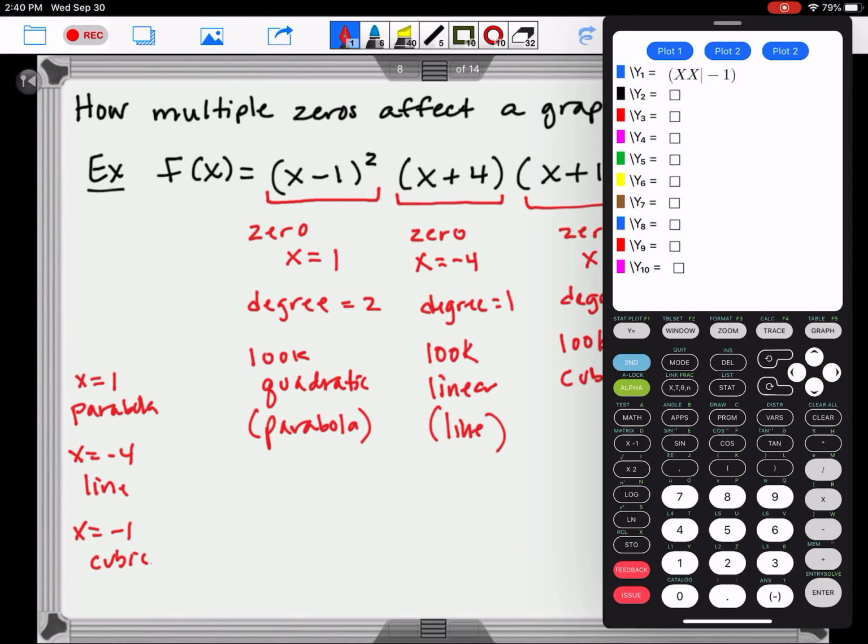Oh, looks like I hit x too many times. Now let's clear that out. Let's go parenthesis, x minus 1, and I'm going to arrow to the right, squared. I don't know why it's hitting twice, but now it's hitting 3 times.